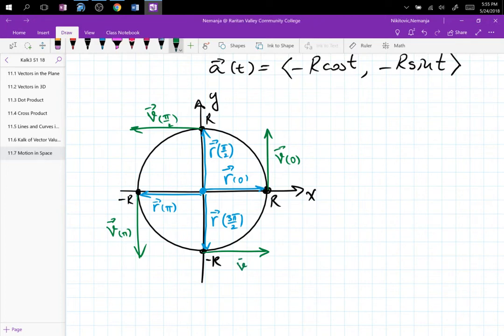V, velocity of 3 pi over 2. And finally, we have the acceleration vector. The acceleration vector is going to point inwards, right, towards the center. So we are going to have these vectors now, and all of these are acceleration vectors. So this is acceleration at pi, acceleration at pi over 2, acceleration at 3 pi over 2, and acceleration at 0.